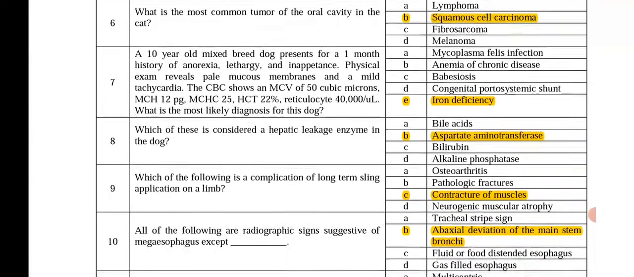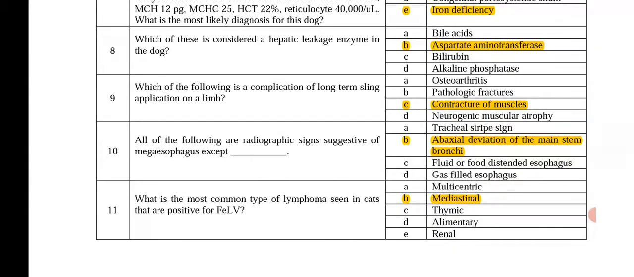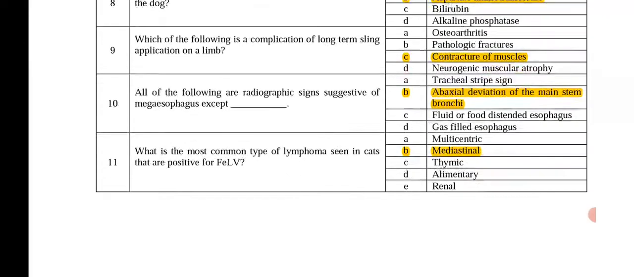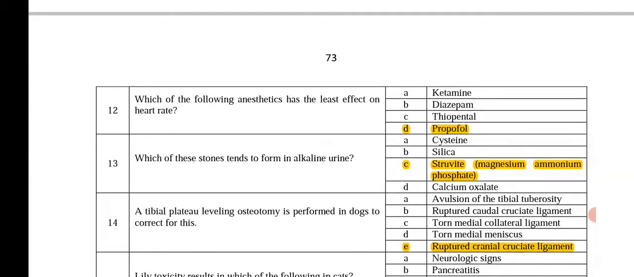Aspartate aminotransferase. Which of the following is complication of long-term sling application on the limb? Contracture of muscles. All of the following are radiographic signs suggestive of megaesophagus except axial deviation of the main stem bronchi. What is the most common type of lymphoma seen in cats that are positive for FeLV? Mediastinal.